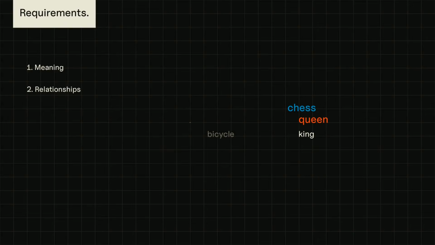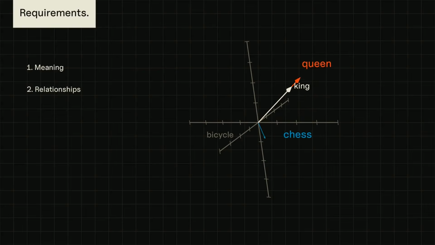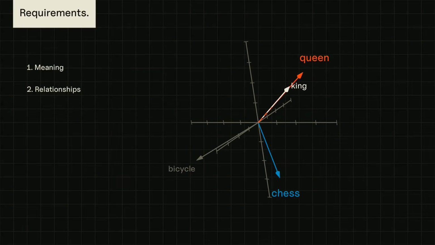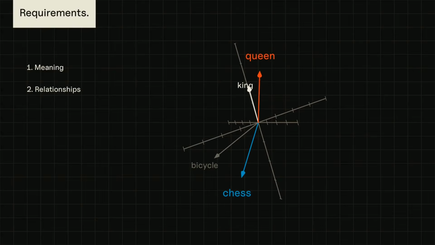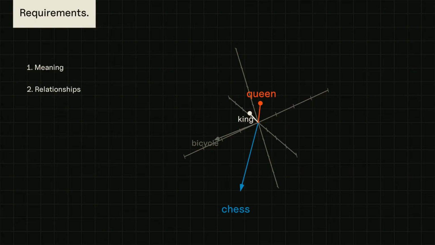A vector is a point in space, and with enough dimensions, space is roomy. Similar things can sit close together, unrelated things can sit far apart. Suddenly, we have somewhere to put meaning. So, vectors are the destination. The question is, how do we get there? And for that, we need to step into the preprocessing building.